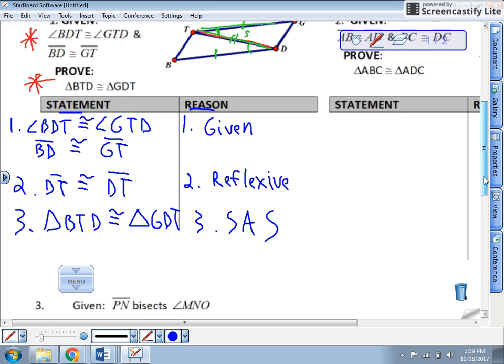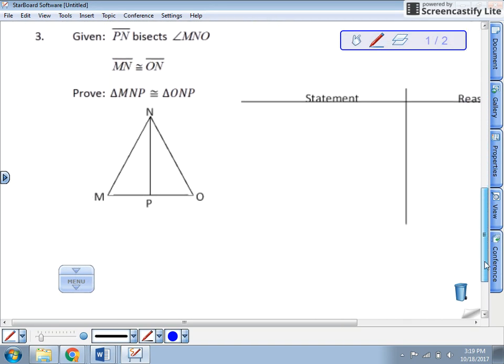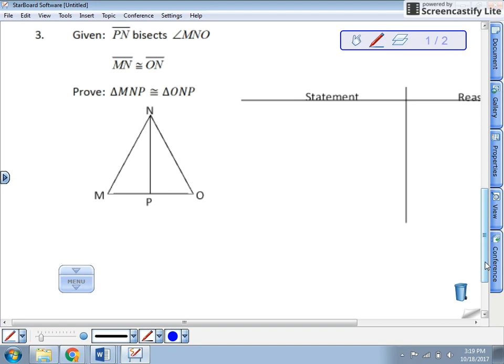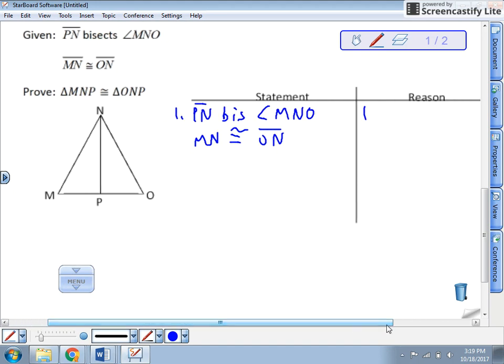Let's do one more real quick just to get an idea for it. Whatever they tell you in the given, you're going to use, I promise, okay? So this first one, again, let's start with the given. It says segment PN bisects, I'll abbreviate that, angle MNO, okay? And segment MN is congruent to segment ON. And our reason, we already talked about this, it's going to be given. So let's mark our diagrams. MN is congruent to ON. Well, MN right here, ON.